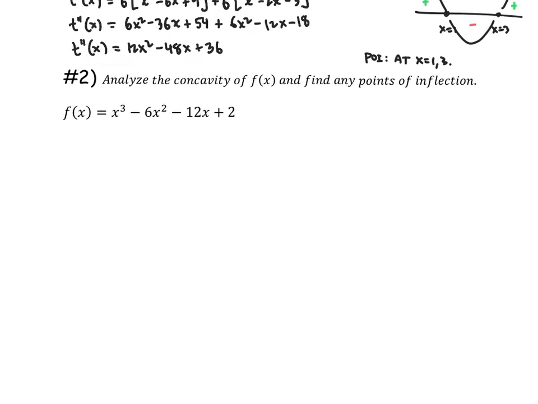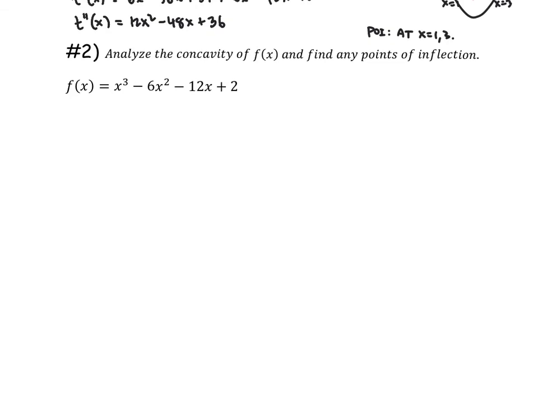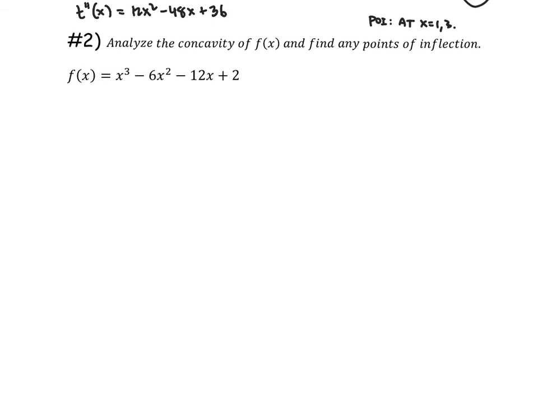It says analyze the concavity of f of x and find any points of inflection. What analyze the concavity means is find where it's concave up, concave down, or neither, and then find the points of inflection. So let's just do some derivative work here. F prime is 3x squared minus 12x minus 12. F double prime, I'm just using f prime to get f double prime, I don't even need the original, right? So that'd be 6x minus 12. This will be a nice one.